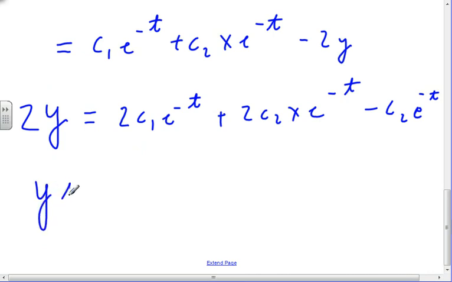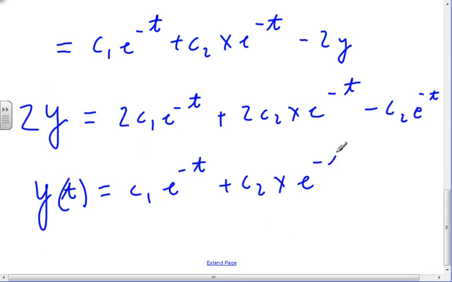So final answer, y of t, c1 e to the minus t plus c2 x e to the minus t minus 1/2 c2 e to the minus t. Okay, and we'll see if the grad student wanted to get it right.